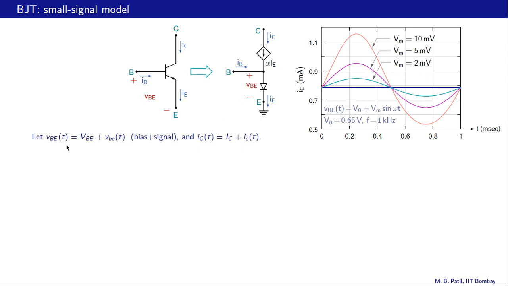Let us start with VBE, the instantaneous base emitter voltage, equal to the constant part and the time varying part. In this case, Vm sine omega t. And the constant part, of course, we call the bias, and the time varying part is the signal. And similarly, the collector current also would be a constant part plus a time varying part.